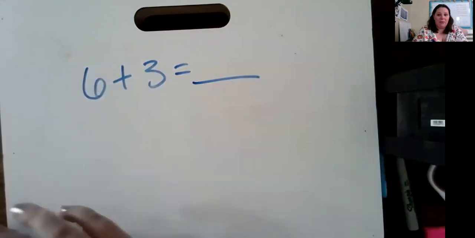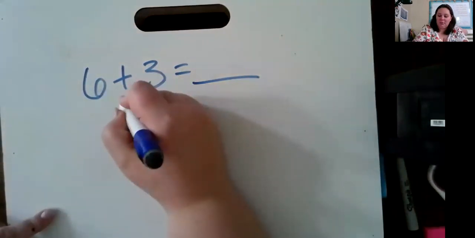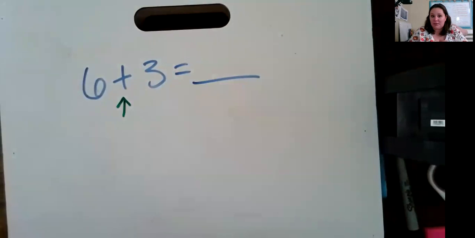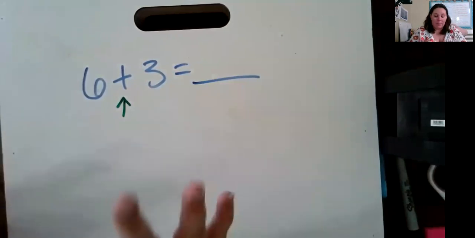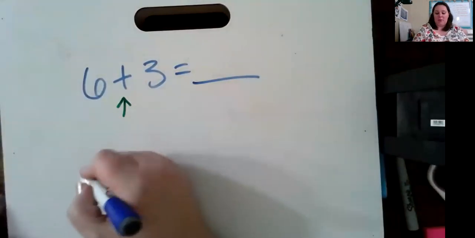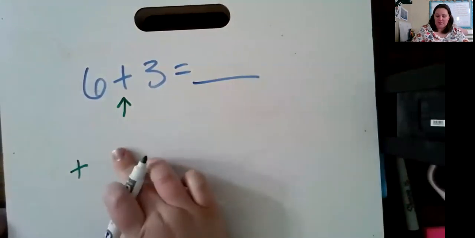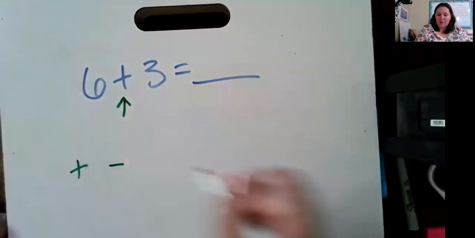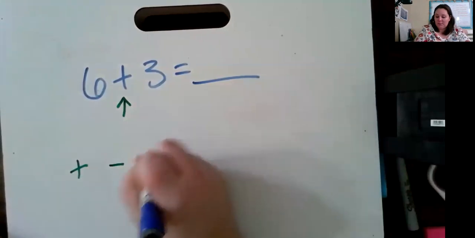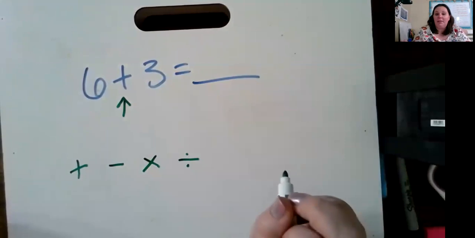Okay, no, this is not subtraction. I'm gonna ignore that. No, this is not subtraction, it is addition. It's a different operation, which is what we call whatever we're doing with numbers. So addition is an operation, subtraction is an operation, multiplication is an operation, and division is an operation.